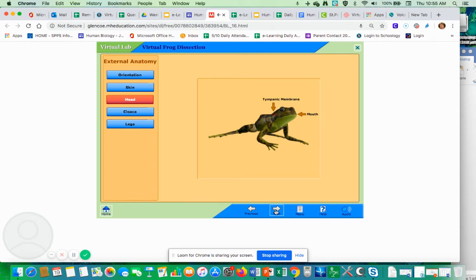Just posterior to the eyes are 2 small circular membranes called tympanic membranes. These tympanic membranes pick up sound waves and transmit them to the frog's inner ear, then onto its brain.